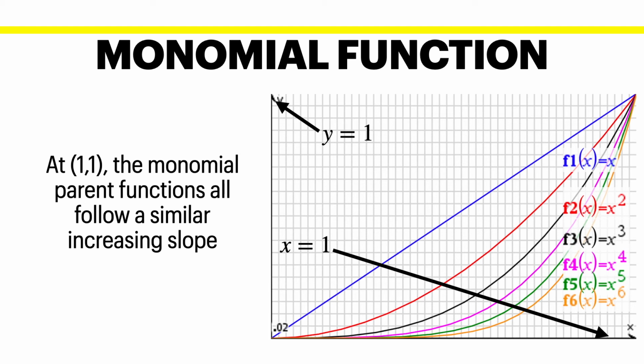So there is basically a uniformity when your x is equal to 1. You're going to end up always with y is equal to 1, granted that it's a parent function. When your a is different, it's going to be a completely different graph.